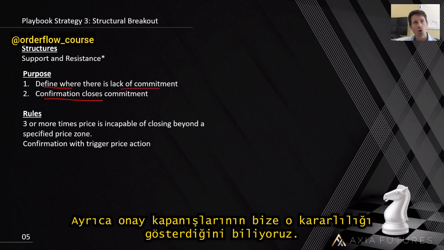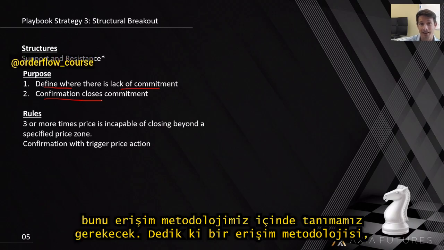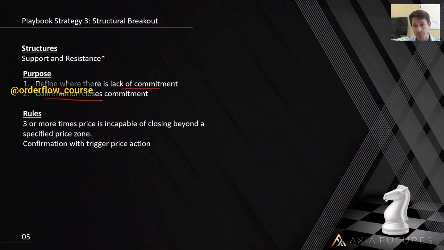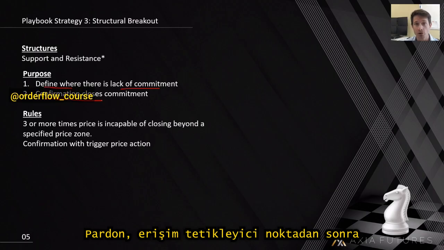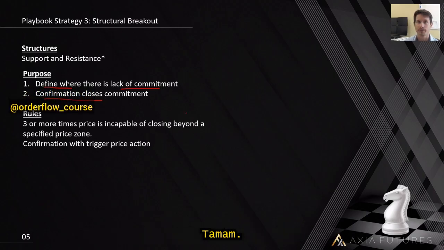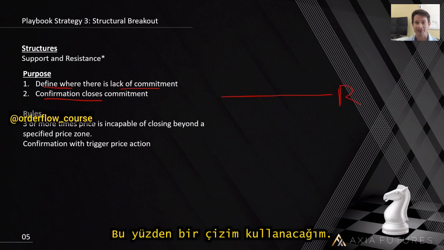Also, we know confirmation closes are showing us that commitment. And this is quite important because we will need to recognize that within our access methodology. We said in access methodology that we are aggressive should the access occur after the trigger point. Sorry, we're passive should the access occur after the trigger point. I'm getting this completely mixed up, so I'm going to use an annotation.